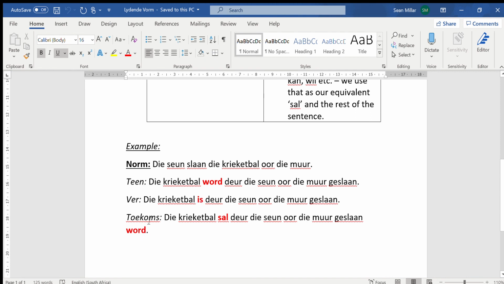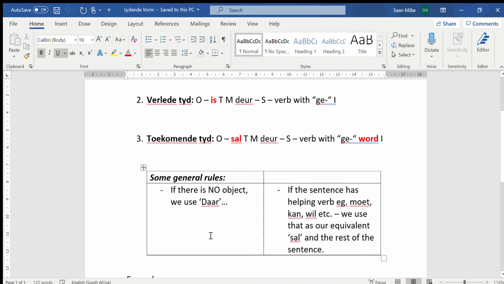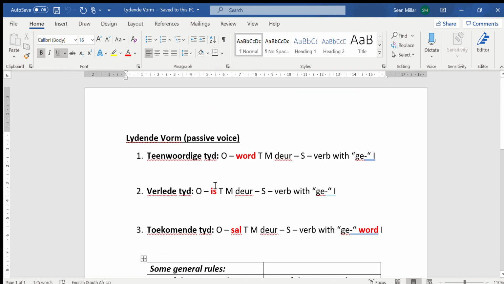Then if we're looking at the toekomende tyd, changing it from active to passive voice, obviously our normal sentence would be die seun sal die cricketbal oor die muur geslaan, and then you're changing it into your passive voice is die cricketbal sal deur die seun oor die muur geslaan word. And you see there, after your verb at the end of the sentence with a ge, you're adding in the word word. Then just another thing worth noting is they can ask you to do this backwards.